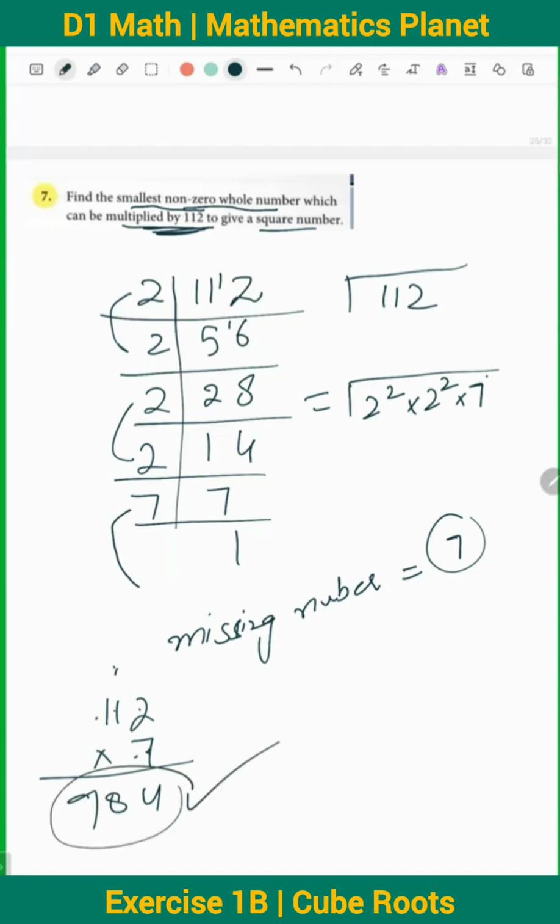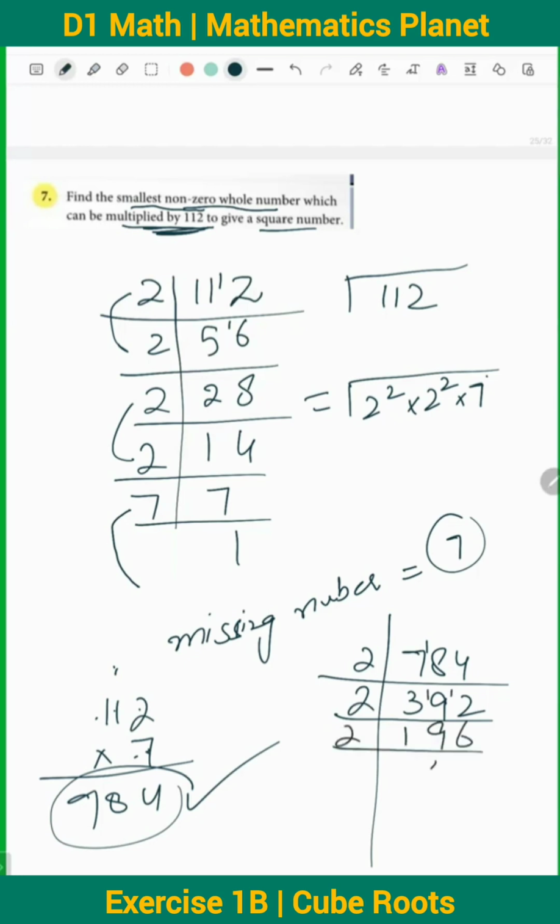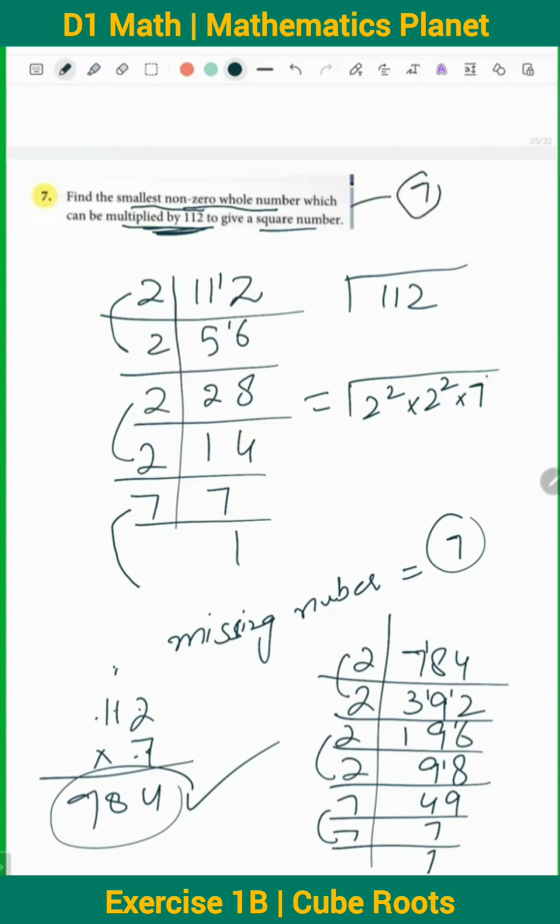Because if we have 784, now let's do the prime factorization again. 784. 2 times 3 is 6. 2, 9 is 18. 2 is 4. 2 times 1 is 2. 9 is 18. 6 is 12. 2 times 9 is 18. 8 is 16. 2 times 4 is 8. 9 is 18. 7 times 7, you get all of the pairs. So when you get all of the pairs, it means you have a perfect pair, right? So what is the answer for this question? 7. 7 is the smallest number which multiplies with 112 to give a square number.